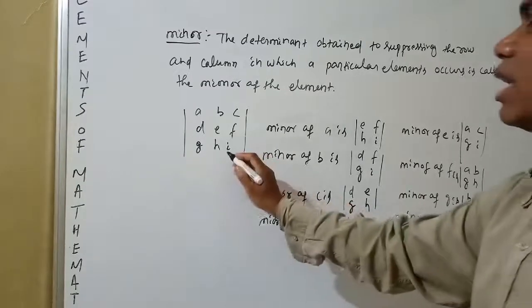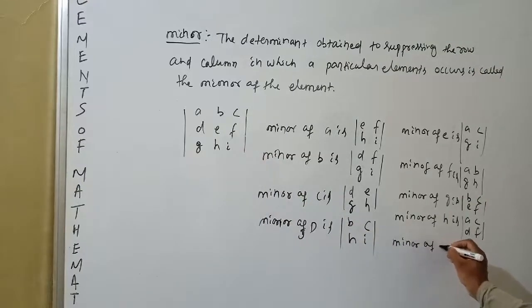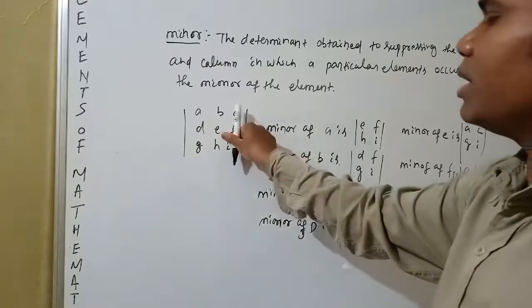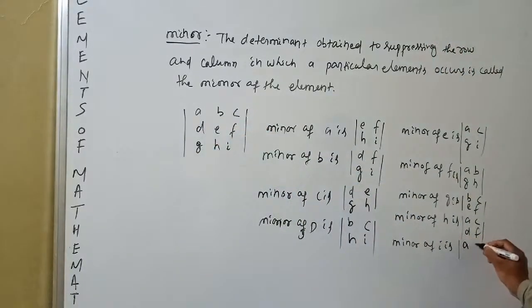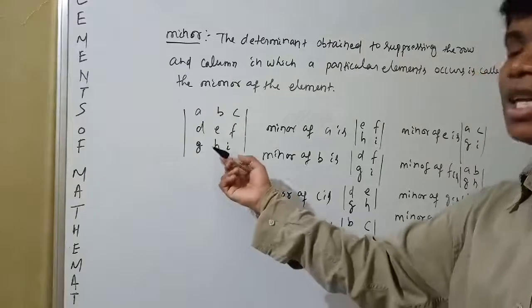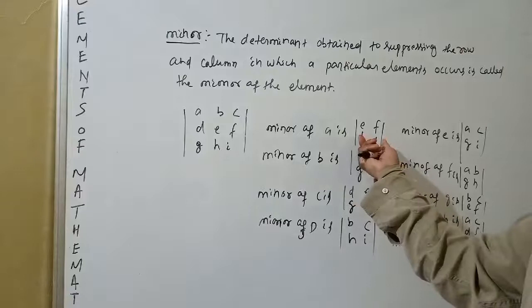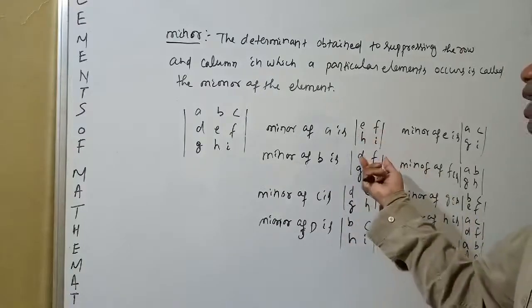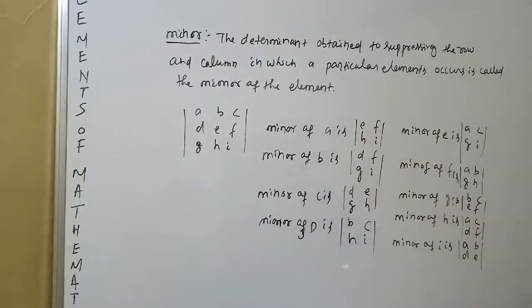In the last, minor of I: we suppress this row and this column, leaving ABDE. There are 9 elements, that means 9 entries. These are the minors. This is the determinant obtained by EFHI, and this is the determinant obtained by DFGI. Similarly, we can get all the minors. Minor can be denoted by Mij.